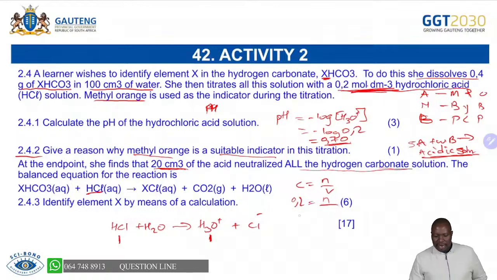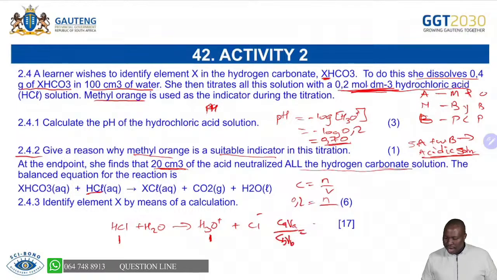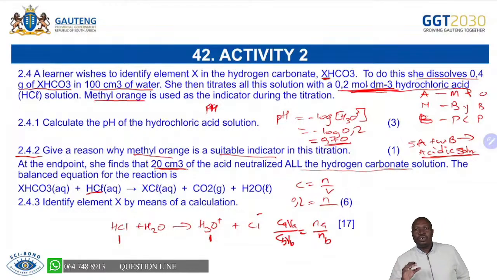In real sense, I find it much easier to work with the neutralization equation, where you will just use the equation CAVA over CBVB equals nA over nB. It makes matters even better, because when you're using this equation, we don't even expect you to convert your 20 cubic centimeters and your 100 cubic centimeters. You just use them as they are. Then it makes it much easier, and you're able to collect your marks even much faster.